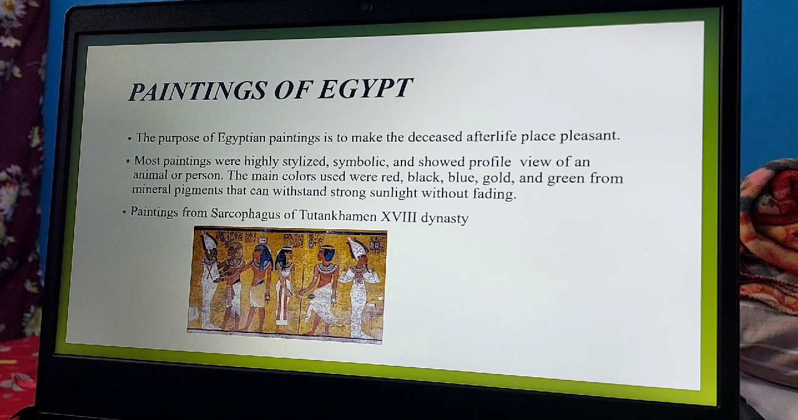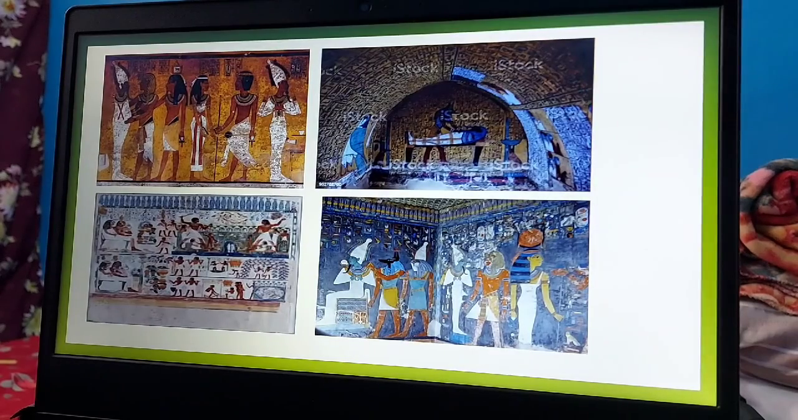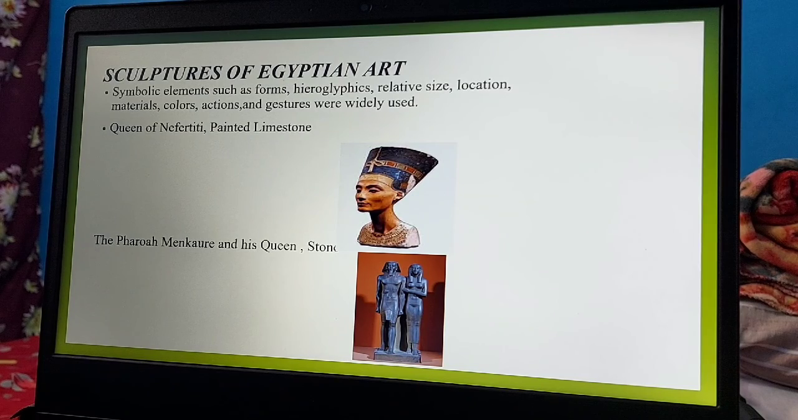journey to the underworld, introducing the deceased to the gods of the underworld by their protective deities. So it emphasizes the importance of life after death, of the gods, and preservation of the knowledge of the past. Next. So here are the 4 pictures or paintings provided in the PowerPoint. As you can see, there are the color black, there are blue, and other colors. So let's proceed to the sculptures of Egyptian art.